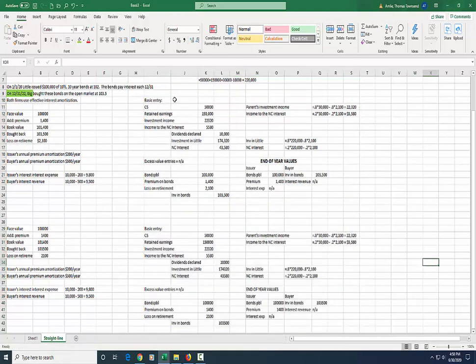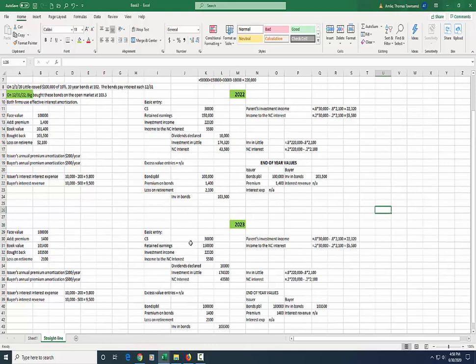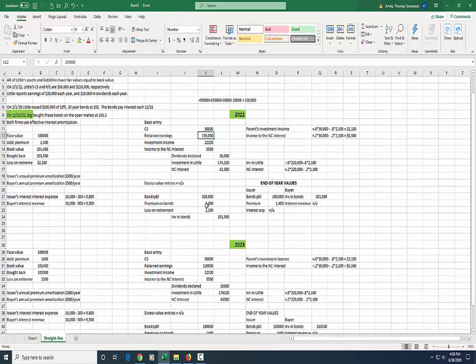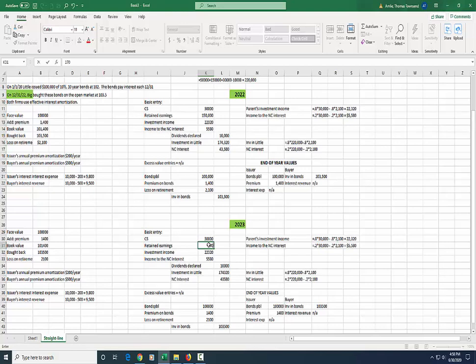Okay, again, this was 2022. Now we're doing 2023. And again, the first thing we have to do is go ahead and figure out what here has changed. What do we need to adjust here? First, in our basic elimination entry, common stock is still $50,000. Retained earnings has gone up. Again, it was $150,000 at the beginning of 2022. In 2022, Little reported earnings of $30,000. They paid dividends of $10,000, so retained earnings is now up to $170,000. Dividends declared is still $10,000.